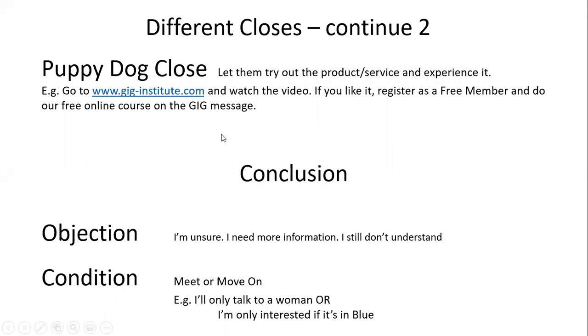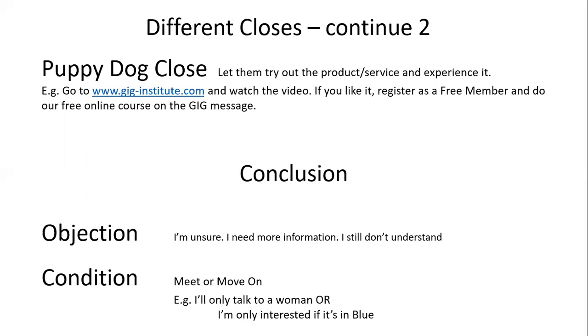So in conclusion then, the whole talk last week was to get to the point of close so that they can now give us their first objection. And we said an objection is, I'm unsure, I need more information, or I still don't understand. But make sure that what they give you is an objection and not a condition.